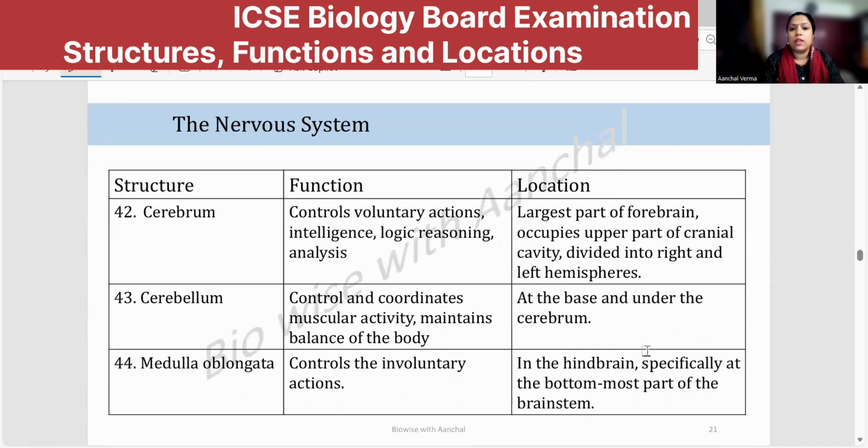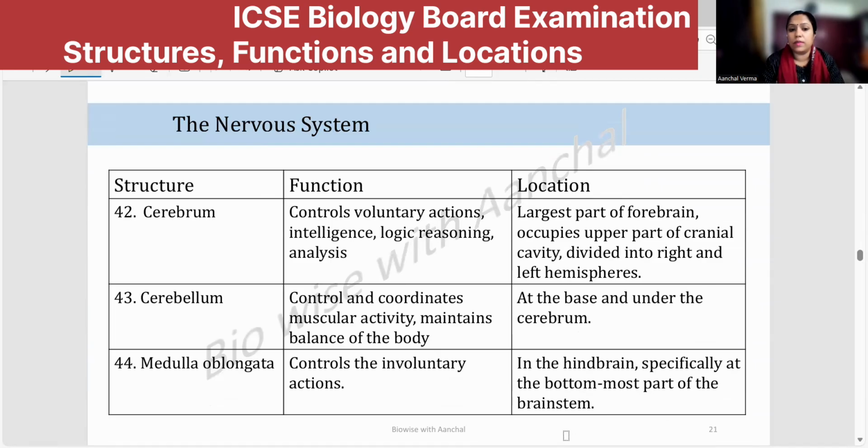Moving to the next, the cerebrum, that is the bigger part of your brain. It controls all the voluntary actions, intelligence, logic, reasoning, and analysis. It is the largest part of the forebrain and occupies the upper part of the cranial cavity. This is your cranium, so the upper part of the cranial cavity is divided into right and left hemispheres.